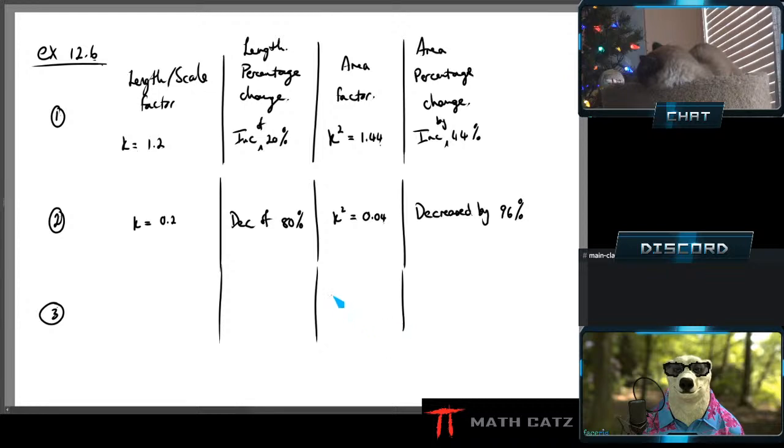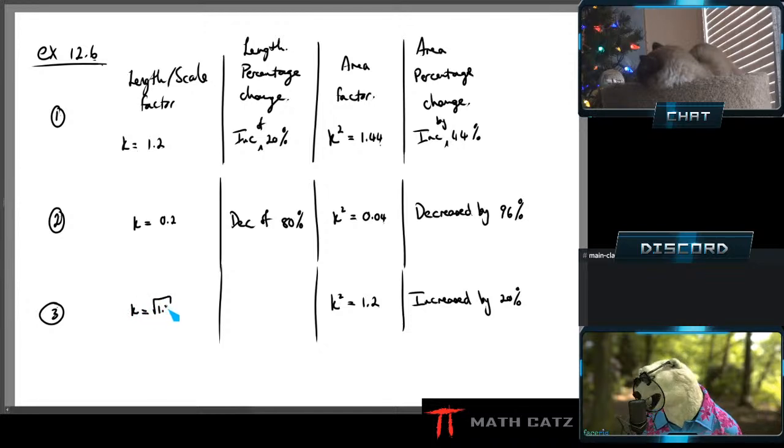There I'm given what is k squared as 1.2, the area factor. Now I can right away interpret the area percentage change, which is, of course, the area increased by 20%. Great. How did I change the side lengths to get that result in the area? Well, if k squared is 1.2, k is the square root of 1.2.